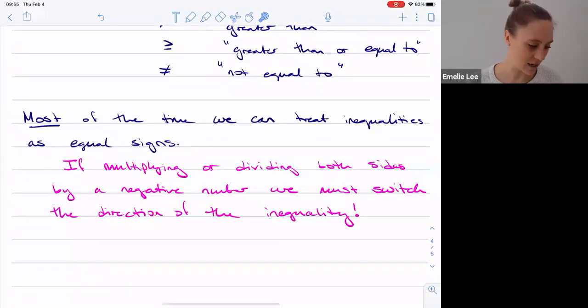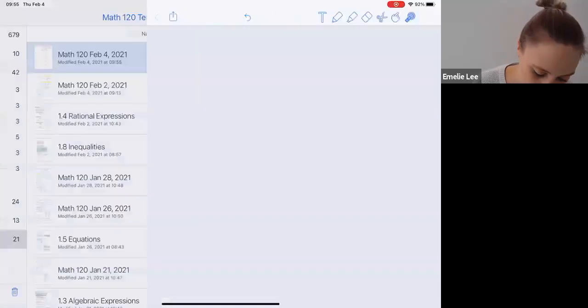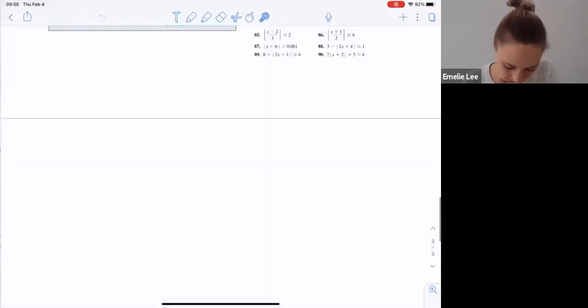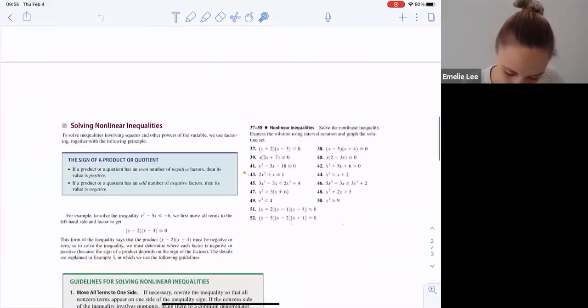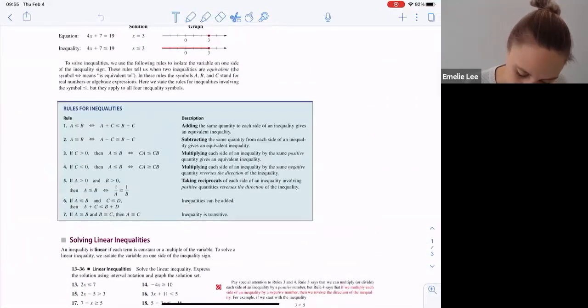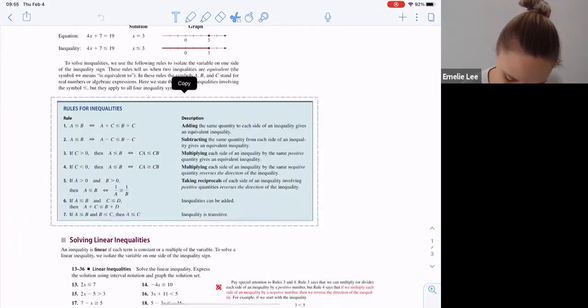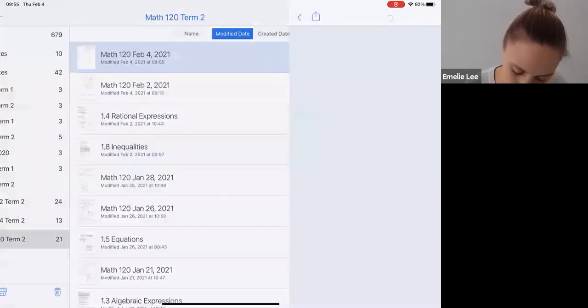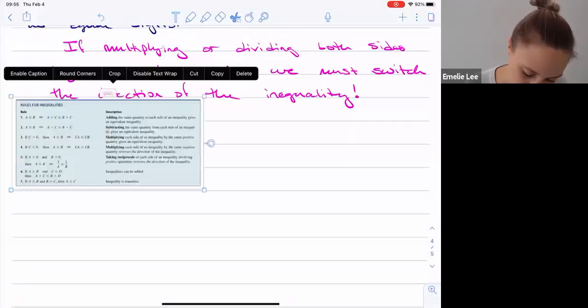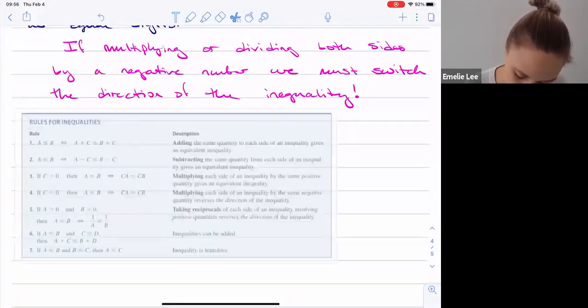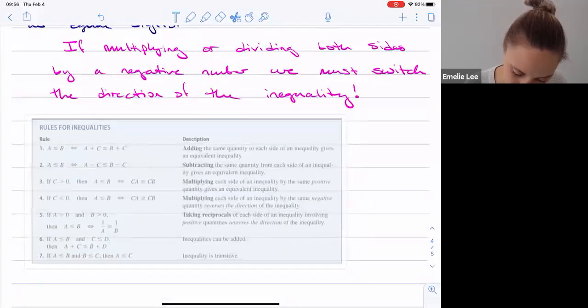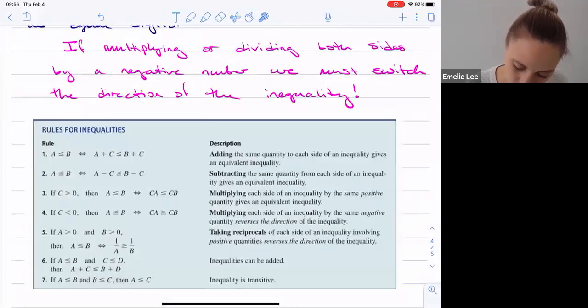So let's bring in the rules so that we have them, and then let's do an example. We'll just talk about the rules first.